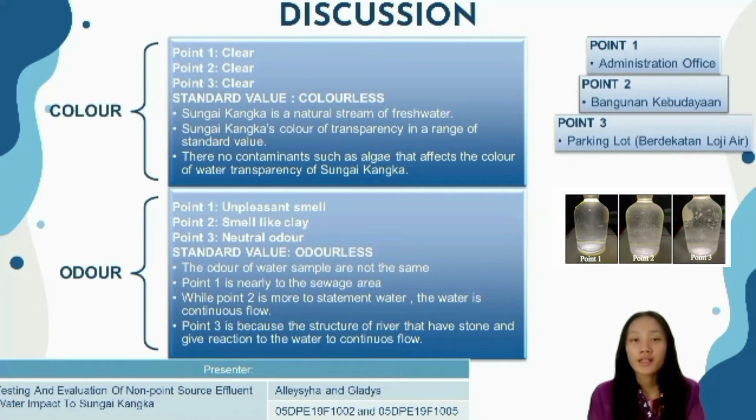To begin, the color value of each point indicates that all of the colors associated with water transparency were clear. This indicates that the water color's transparency value is acceptable as long as it is in the range of the standard value. This is because Sungai Kangka is a natural freshwater stream that flows through the forest.